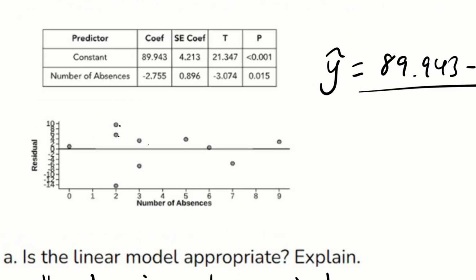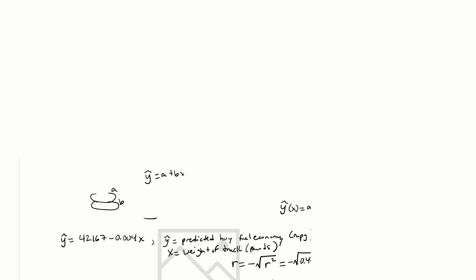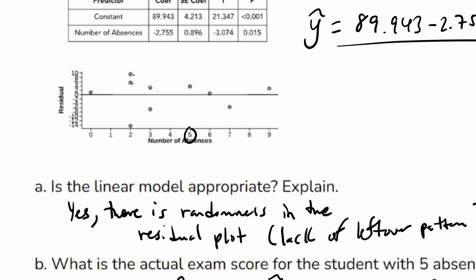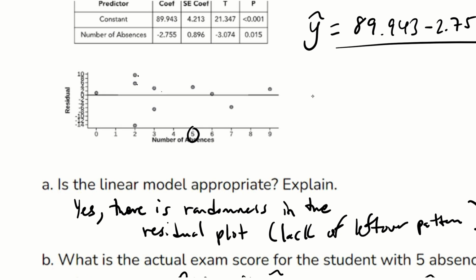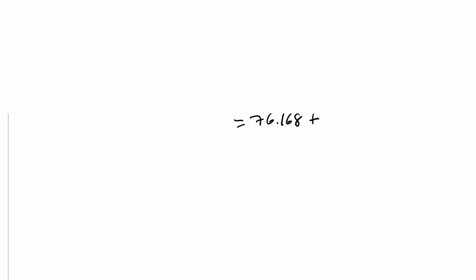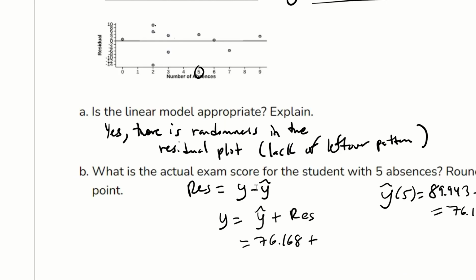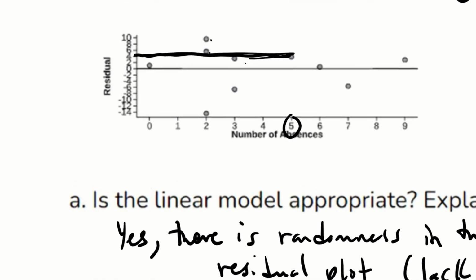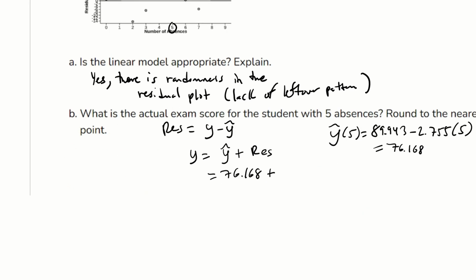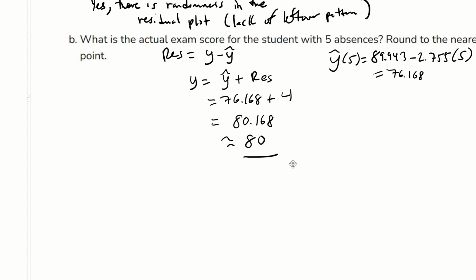So for 5 absences, if we look here, okay, so if we look at 5 absences, it appears that we have a residual of about 4-ish, right? If you look at there, that looks like about a residual of 4. Okay, so that means we're going to add a residual of about 4 to that. And so that's about 80.168. Okay, so it's approximately a score of 80. All right, so that's their actual exam score, or approximately.